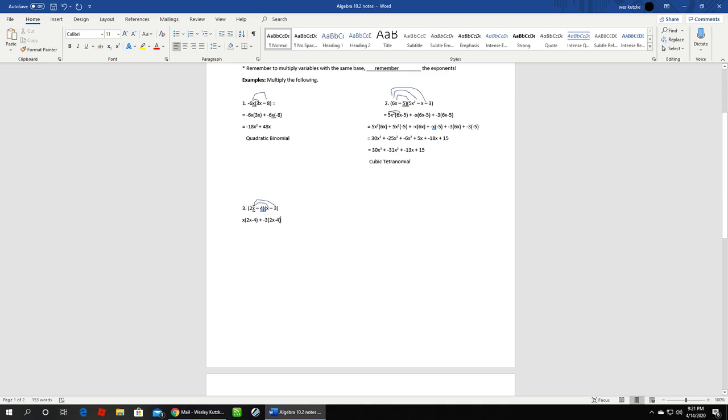You could just do this first part, 2x times the whole expression, 2x minus 3, and then plus negative 4 times x minus 3, the whole expression, right? So it could be reversed, is my whole point. It doesn't matter, you'll get to the same result, right? And we can talk about that more in the next video too when we go through FOIL. But in any case, we'll move on.